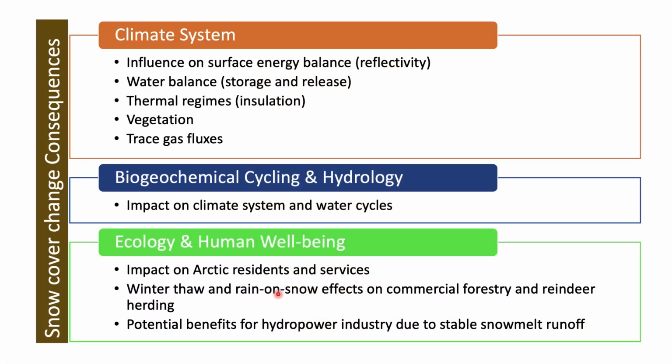So winter thaw and rain on snow affects the commercial forestry and reindeer herding, and also the potential benefit for the hydropower industry due to stable snowmelt runoff. So this has both positive and negative effects. The positive effect leads to more water, which means it can lead to hydropower industries, that means they can produce more electricity, so that is the positive effect.